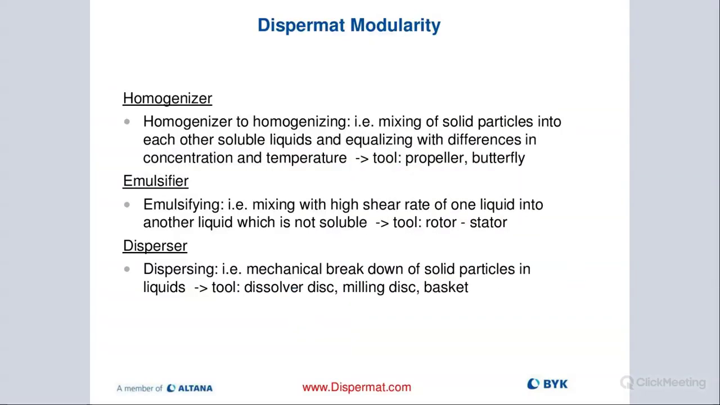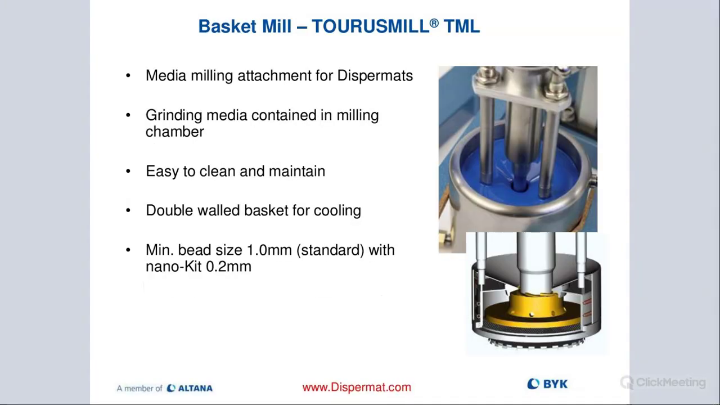So in summary, modularity is important. This format can function as a standard homogenizer or mixing tool, where you can buy a propeller blade or butterfly blade. It can be used as an emulsifier, so basically as a rotor stator, and then as a standard disperser where we are breaking down these particles, where either we use the dissolver disc or milling disc or put on a basket mill, depending on what we are trying to do. Basically a very versatile piece of equipment.